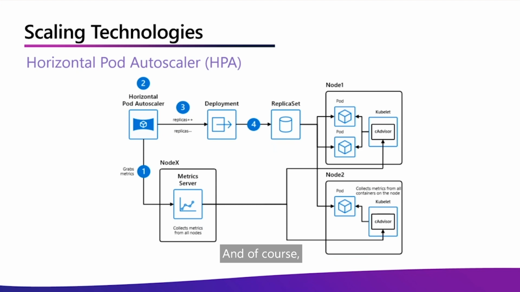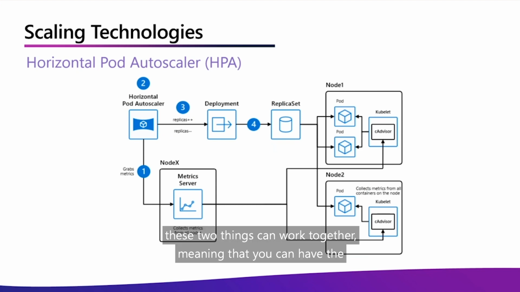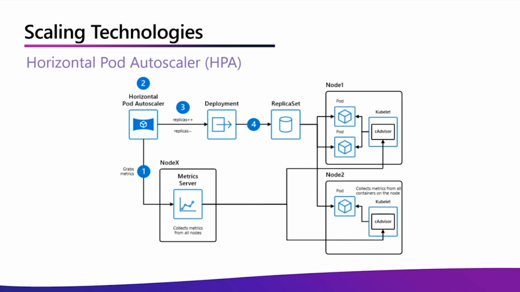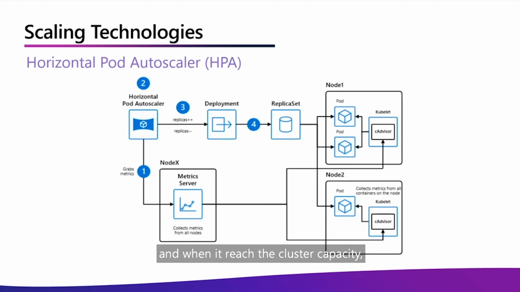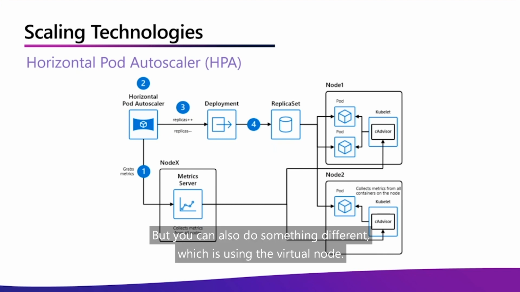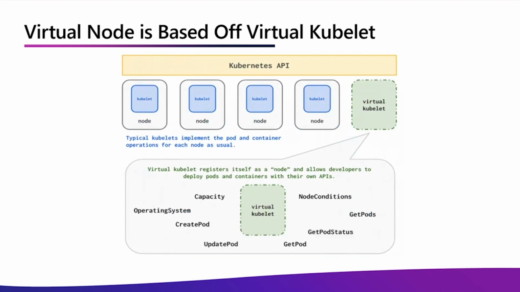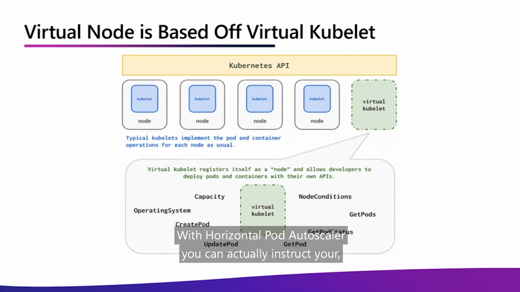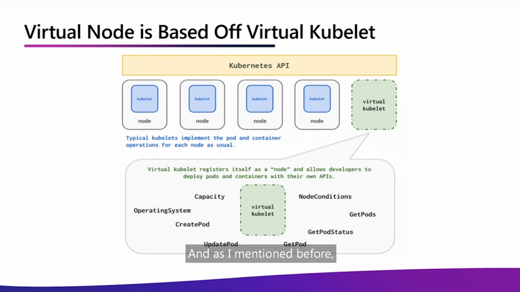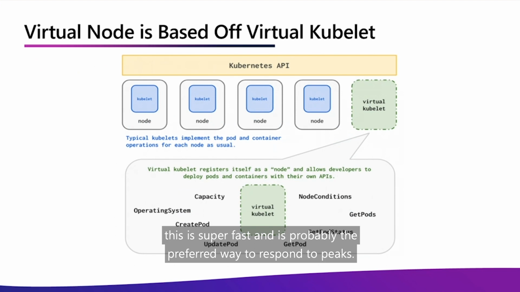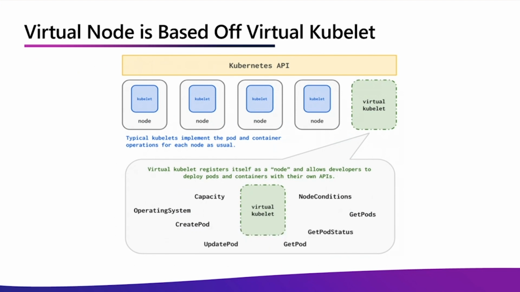And of course, these 2 things can work together, meaning that you can have the horizontal pod autoscaler trying to schedule more pods, and when it reaches the cluster capacity, the cluster autoscaler can add new nodes. But you can also do something different, which is using the virtual node. With the horizontal pod autoscaler, you can instruct it to schedule the additional pods on the virtual node. And as I mentioned before, this is super fast and it's probably the preferred way to respond to peaks because it's very agile, it's very fast.